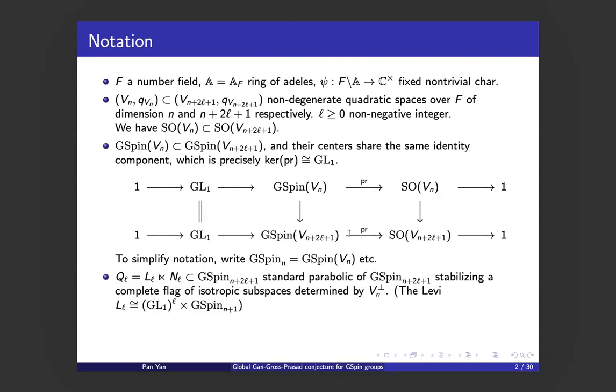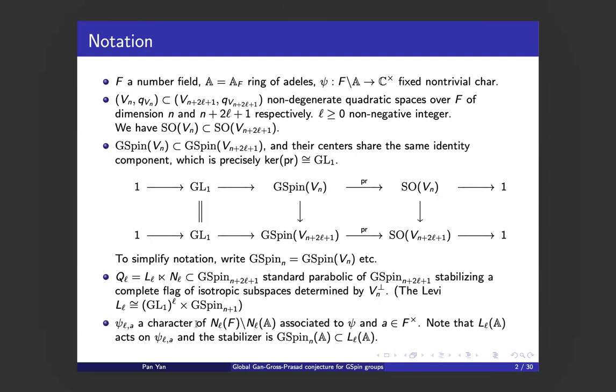Inside this GSpin V_{n+2l+1}, we consider the standard parabolic subgroup Q_l, which stabilizes a complete flag of isotropic subspaces determined by V_n perp. So the Levi subgroup L_l is isomorphic to GL1 to the l times GSpin_{n+1}. And then we can realize this GSpin V_n in a concrete way. We can define a character psi_{l,a}, a character of N_l associated to psi and some element a in F cross. Then this Levi L_l acts on the character, and the stabilizer is GSpin_n.